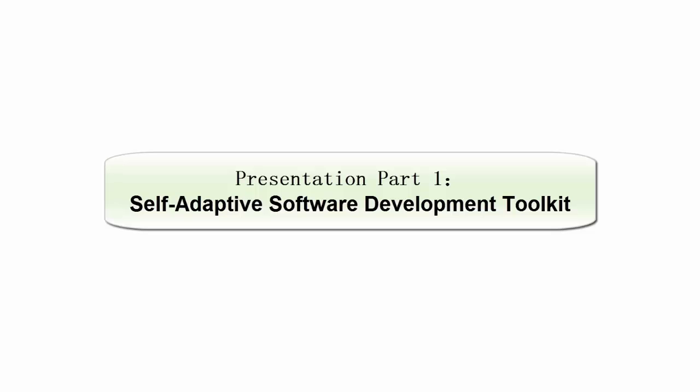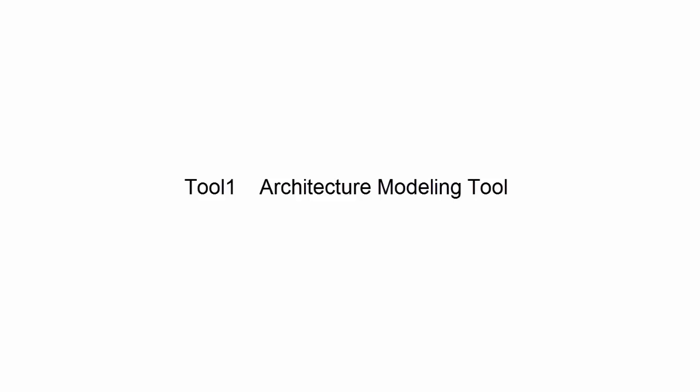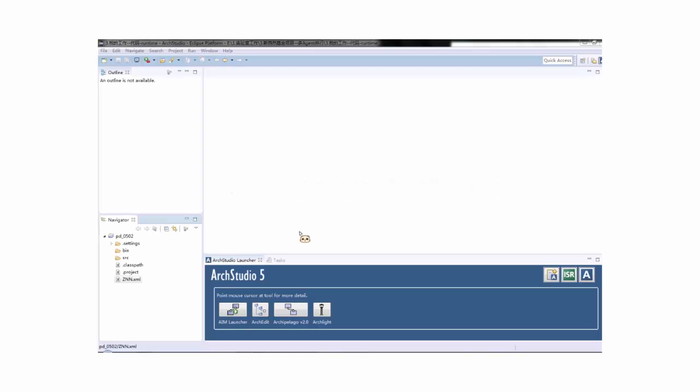Our presentation is divided into two parts: Self-Adaptive Software Development Toolkit and Self-Adaptive Software Operation Support Platform. The first part is Self-Adaptive Software Development Toolkit, which includes four tools. The first tool is Architecture Modeling Tool.